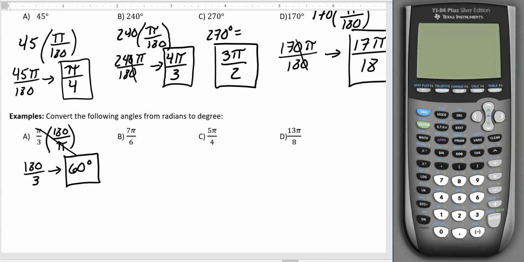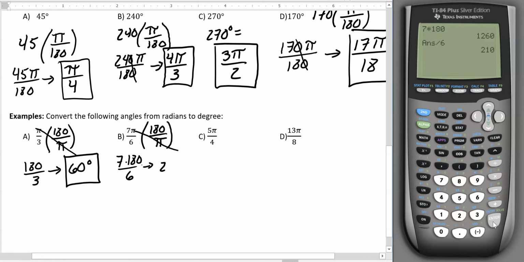What about this one here? 7 pi over 6. Well, I'd multiply by 180 over pi. The pi's would divide out, so I would have 7 times 180 over 6. So let's put that in our calculator. We can do 7 times 180. That equals 1,260 divided by 6. And we get 210 degrees.